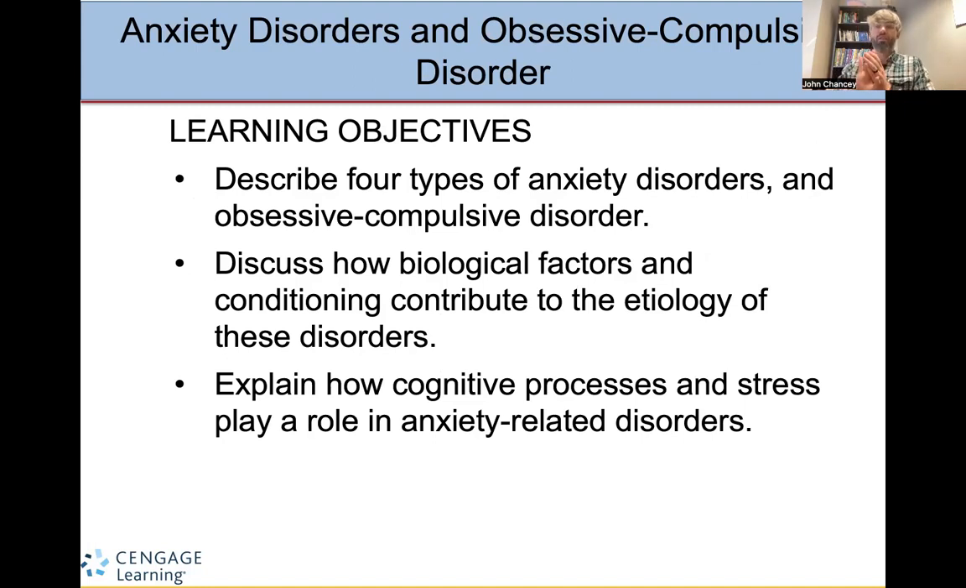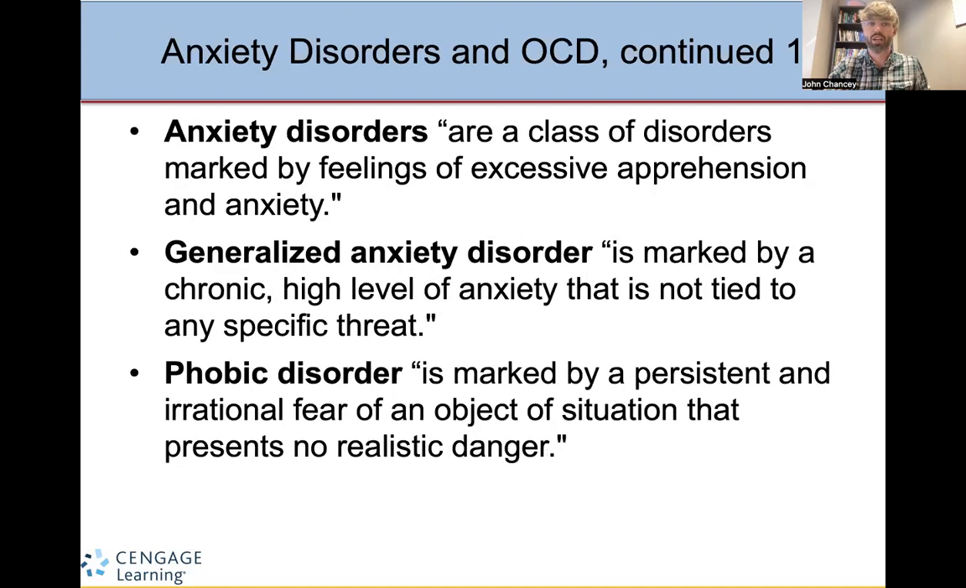So we'll look at the 4 different types of anxiety disorders plus obsessive compulsive, discuss how biological factors and conditioning contribute to the etiology of these disorders, and explain how cognitive processes and stress play a role in anxiety related disorders. So anxiety disorders is this big classification. It's an umbrella of disorders that might differ in terms of the symptoms and the experience, but they all evolve around some kind of excessive worry, apprehension, anxiety, doubt, fear, any which would be appropriate.